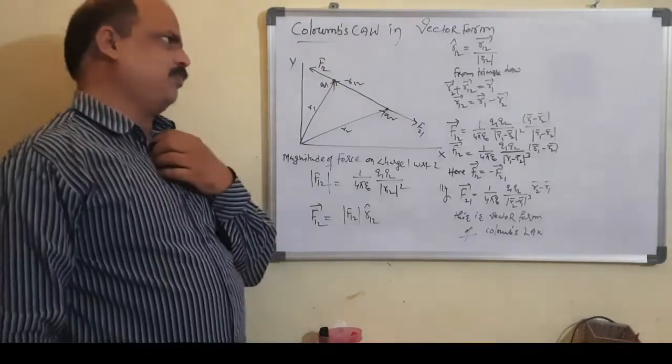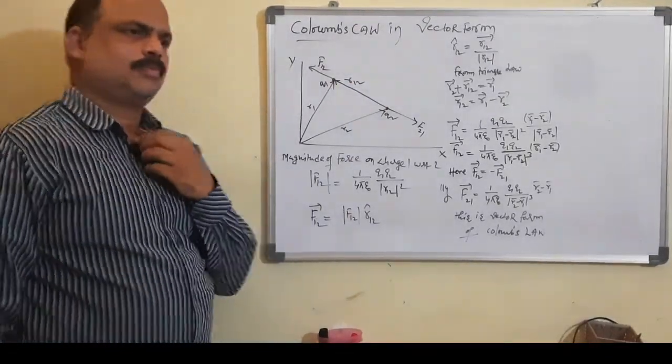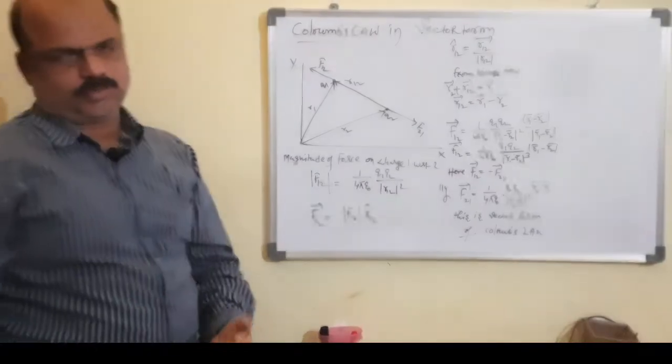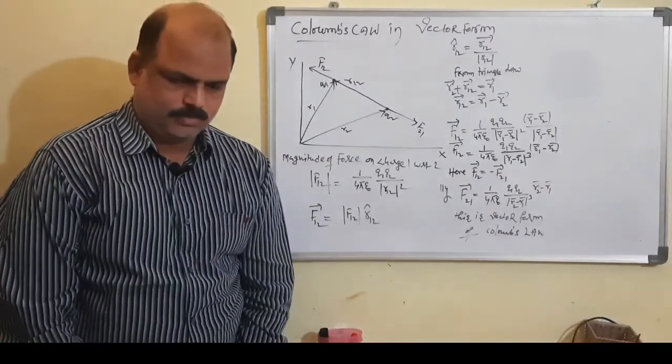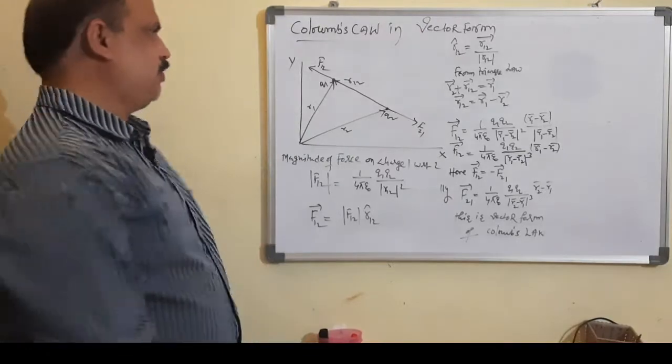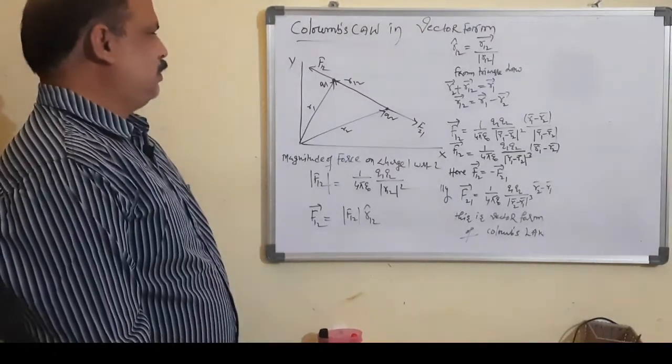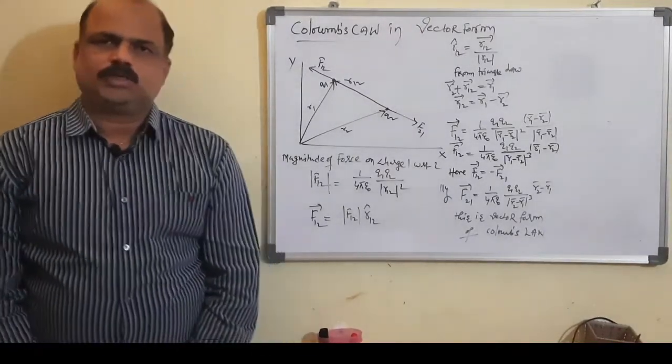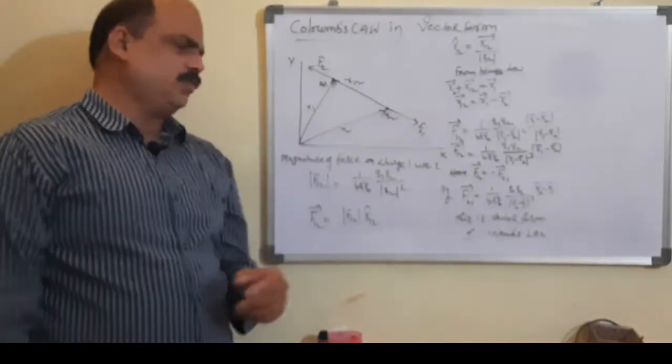To discuss Coulomb's law in vector form. In the previous class we discussed Coulomb's law in scalar form. Now we are going to discuss Coulomb's law in vector form. Let us assume two charges Q1 and Q2 in the xy plane.